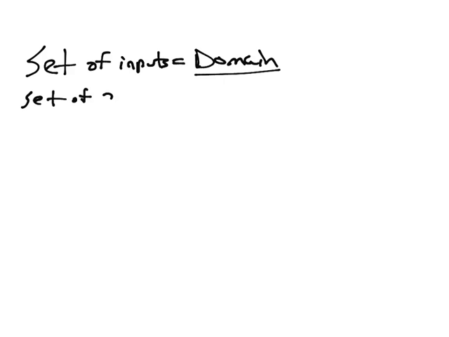A couple other terminology before we look at examples. The set of inputs is called the domain of your function, and the set of outputs is called the range of your function.